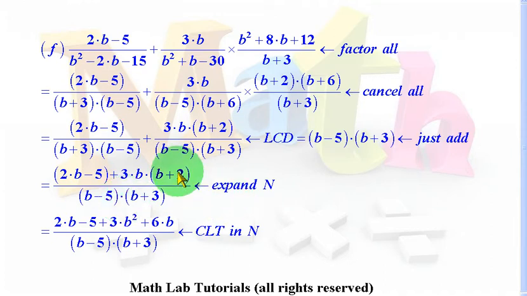At this point over here, we expand the numerator and only the numerator. Never expand the denominator. Never get tempted to cancel anything at this point before expanding the numerator. The denominator never gets expanded. Only expand the numerator. When you expand the numerator, you get 2b minus 5, then 3b squared plus 6b. Then you have to collect like terms in the numerator. The denominator just gets dropped down. And then we'll go on to the next slide.